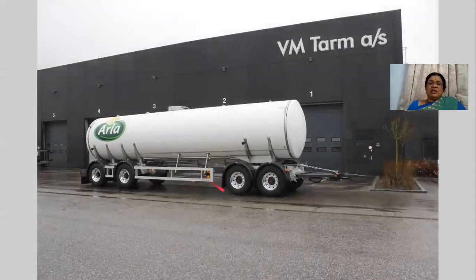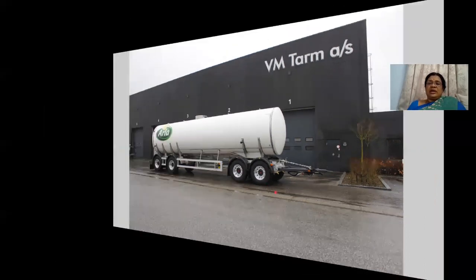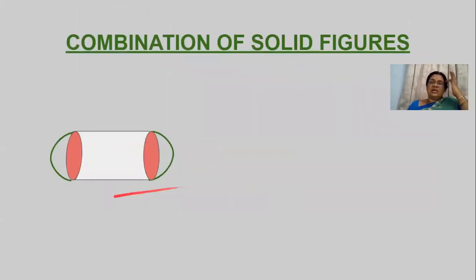This is some oil tanker we observe in our regular life. This is also a combination of three-dimensional figures. See, in this lorry, we can see one cylinder and two hemispheres attached to the other ends. One cylinder is there and two hemispheres attached on both ends of the cylinder to form a new object.